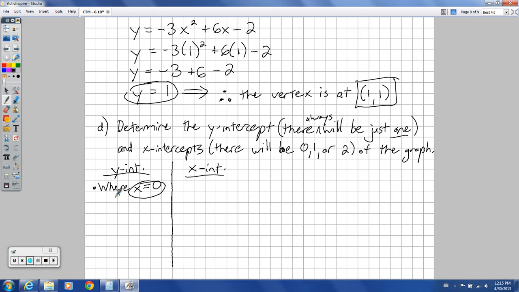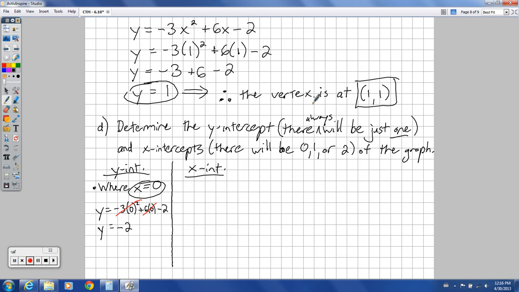So we're going to plug in negative 3 times 0 squared, in this equation right here, plus 6 times 0 minus 2. Simplify that. 0 times whatever is still 0. 0 times 6 is 0. You're just left with negative 2. Therefore, y equals negative 2 is the y-intercept of this graph.